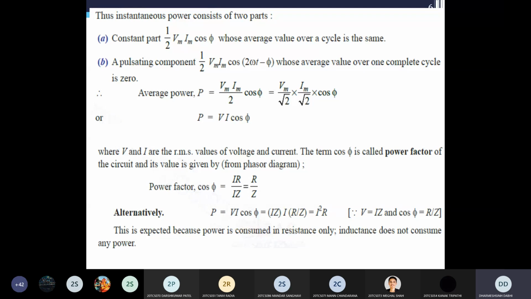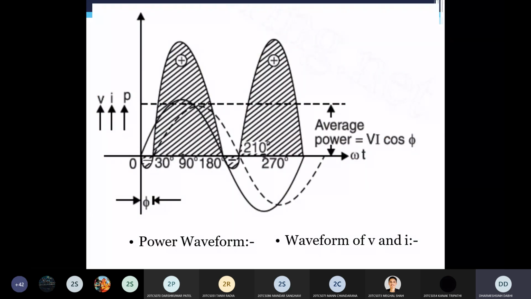Now, how to draw the waveform of voltage, current and power for this series RL circuit? You can see in this waveform, my voltage starts from 0 angle, half cycle is over at 180 degrees, and the complete cycle is over at omega t equal to 360 degrees.